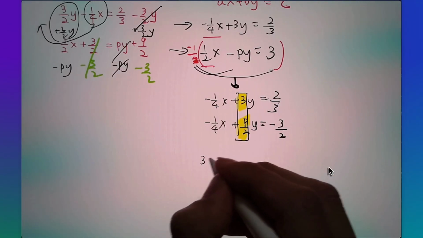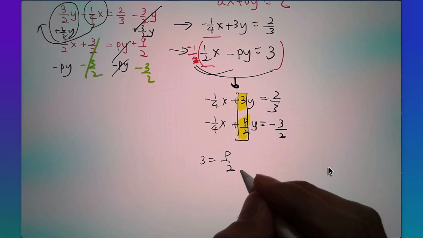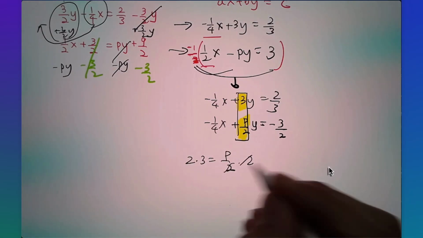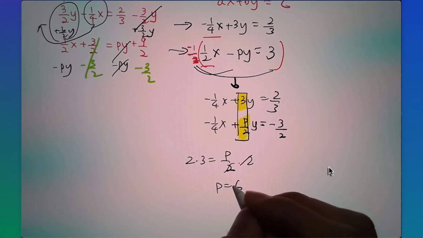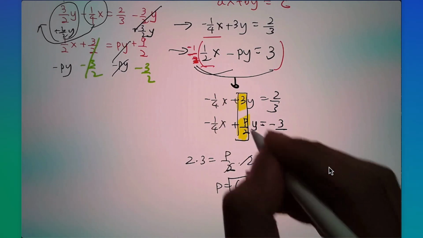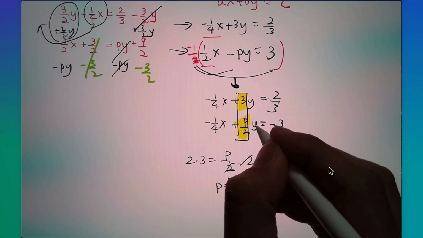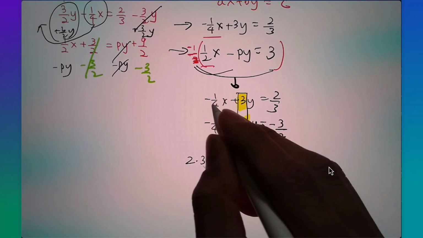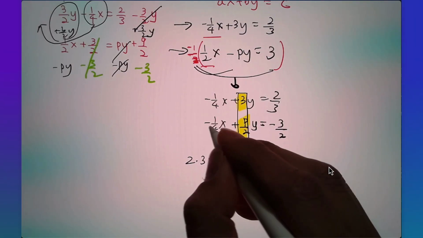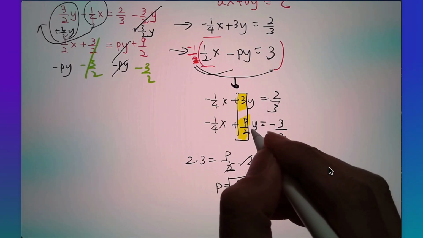So if you say 3 equals p over 2, or multiply 2 on both sides, you will get p is equal to 6. So if you put 6 here, 6 over 2 equals 3 for the y coefficient, so it will be essentially the same: negative 1/4 x plus 3y, negative 1/4 x plus 3y.